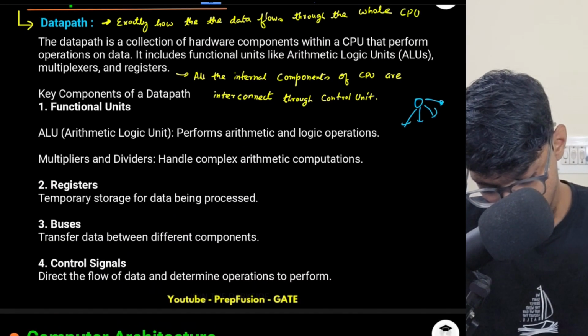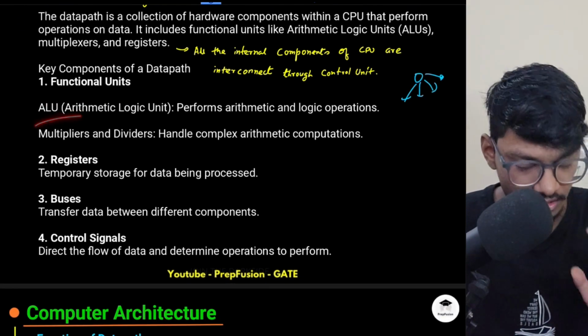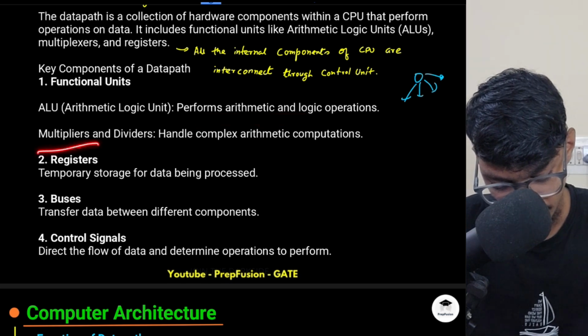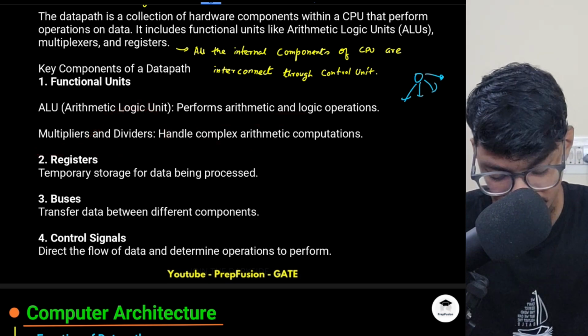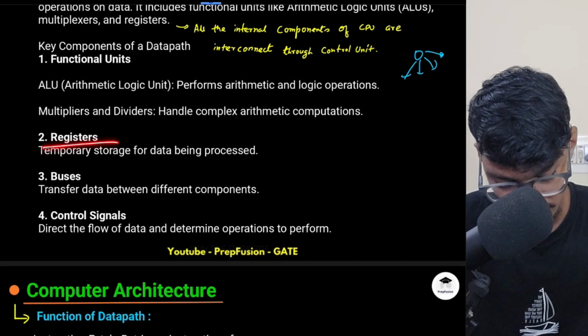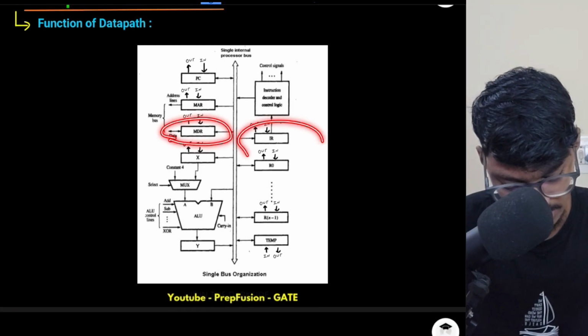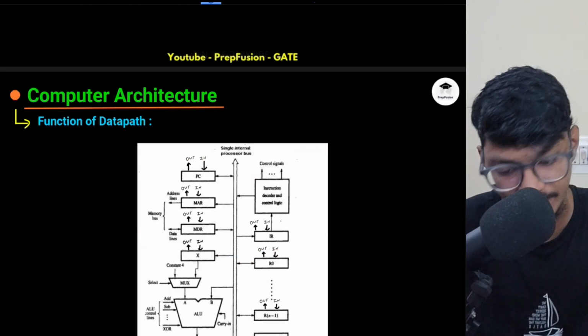Okay. So there are many components of a data path. Obviously the ALU will be there. It performs arithmetic and logical operations, multipliers and dividers handle complex arithmetic computation. So this is just the extension of the ALU. Registers are temporary storage for data. So there are many registers here, right? Like the memory data register, instruction register, and general purpose registers. So in the data path, all these components will be present. That is what is written.